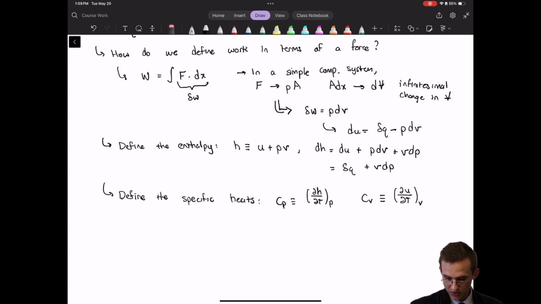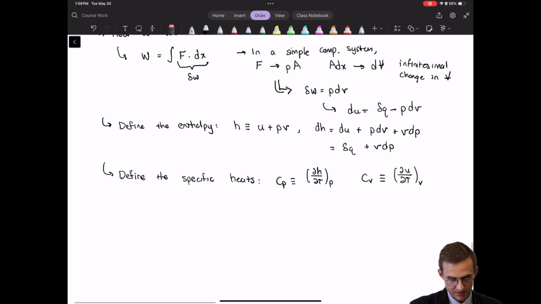Try to solve some problems. Okay, so that kind of concludes our discussion of the first law, going over some of the fundamental equations surrounding that thermodynamic law. Now let's go into a discussion of the second law. Now this is where things get interesting and confusing for most people.